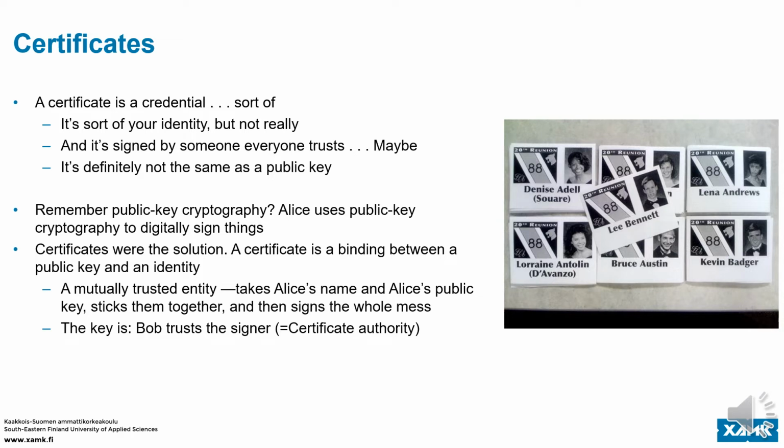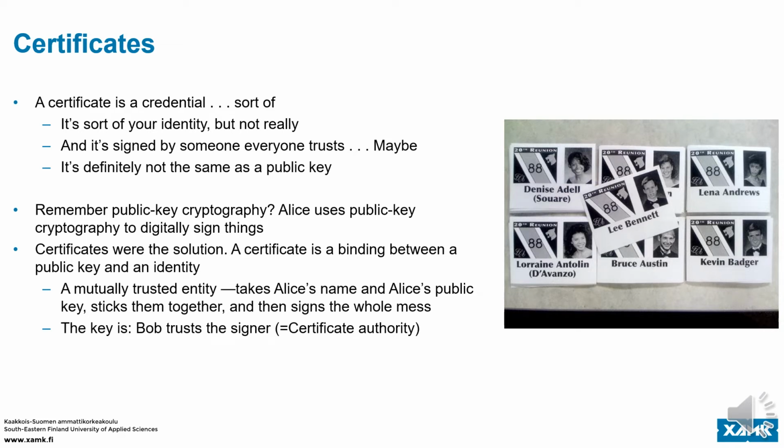Remember public key cryptography? Alice uses public key cryptography to digitally sign things. She signs documents with her private key and sends the signed document to Bob. Bob needs Alice's public key to verify the signature. Where does he get it and how is he sure it's Alice's?